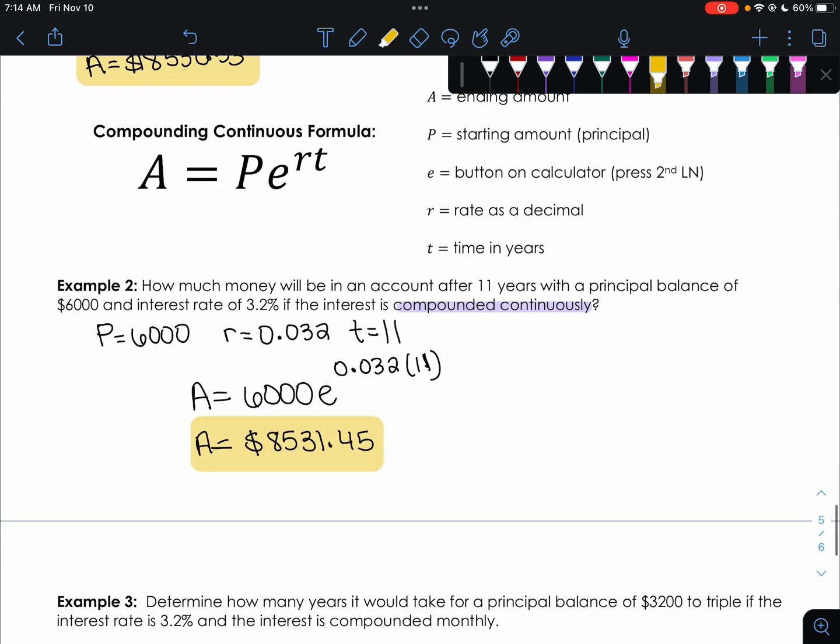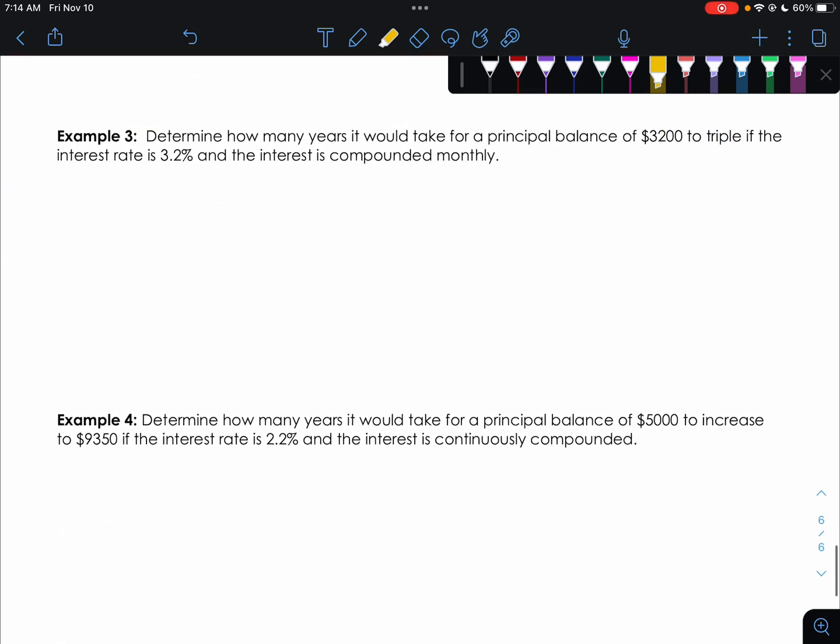Okay. Now, on the back side, we have problems where we're not solving for A. We're going to end up solving for our time, just to practice our skills on solving equations with logs and exponential functions. So determine how many years it would take for a principal balance of $3,200 to triple if the interest rate is 3.2% and the interest is compounded monthly.